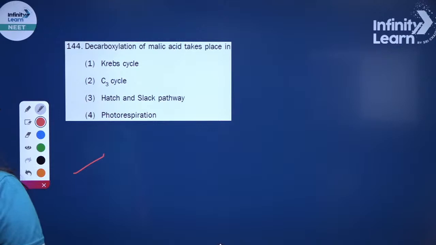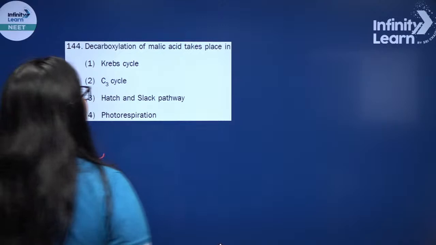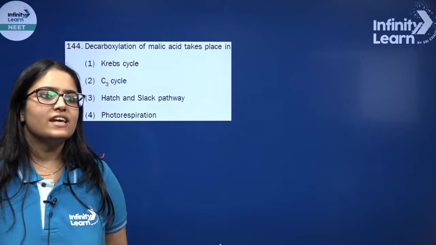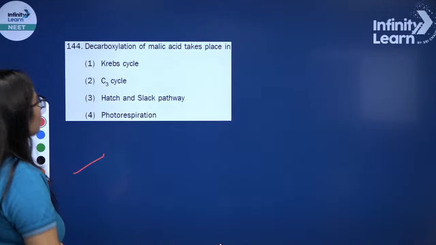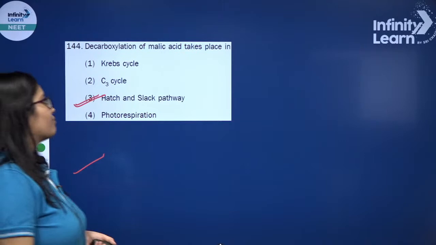Decarboxylation of malic acid takes place in which pathway? Any guesses? Pretty simple. In the C4 pathway you see it, and it is also known as the Hatch and Slack pathway. Decarboxylation of malic acid takes place in the Hatch and Slack pathway.